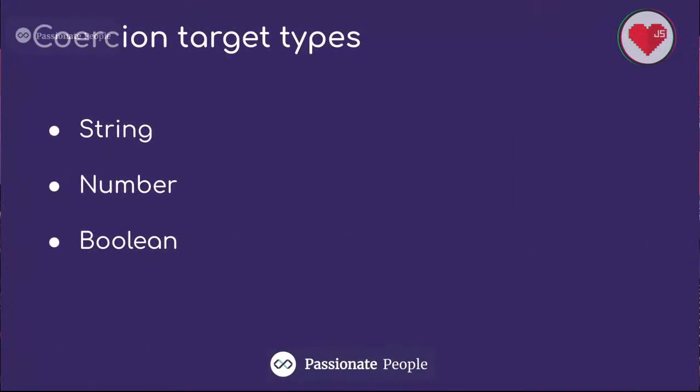And coercion happens to three target types. So three basic primitives. It can happen to string, to number, or to a Boolean.